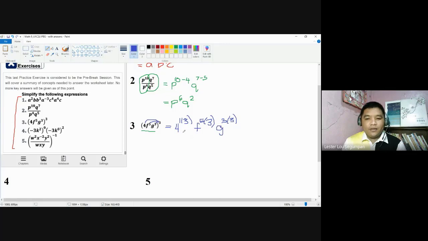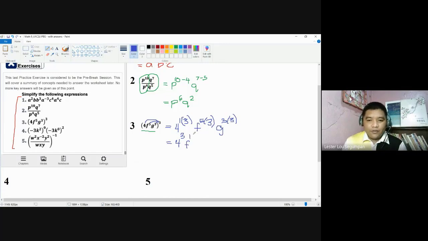This is what happens now for the power law. And we simply need to multiply the exponents. So we have 4 cubed, you have f to the power of 5 times 3, not plus, multiply.